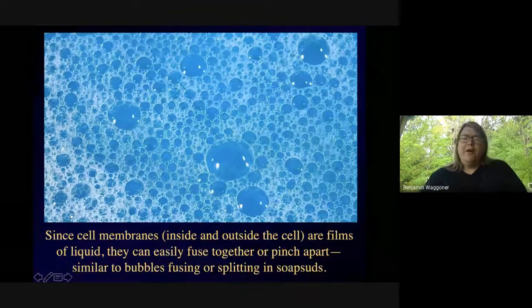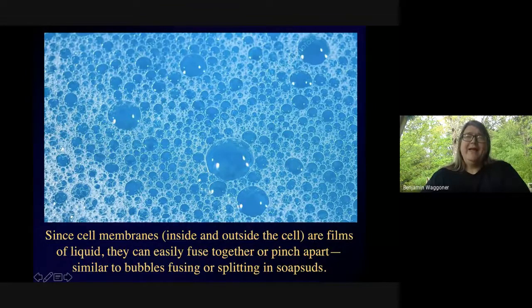Since those membranes are liquid films, it's easy for them to pinch apart or fuse together. If you've ever looked at soap suds... wow, that sounds kind of trippy. Hey man, you ever really looked at soap suds, dude? You stare at them for long enough and you take drugs. It's awesome. Actually, I'm kidding about the drugs.